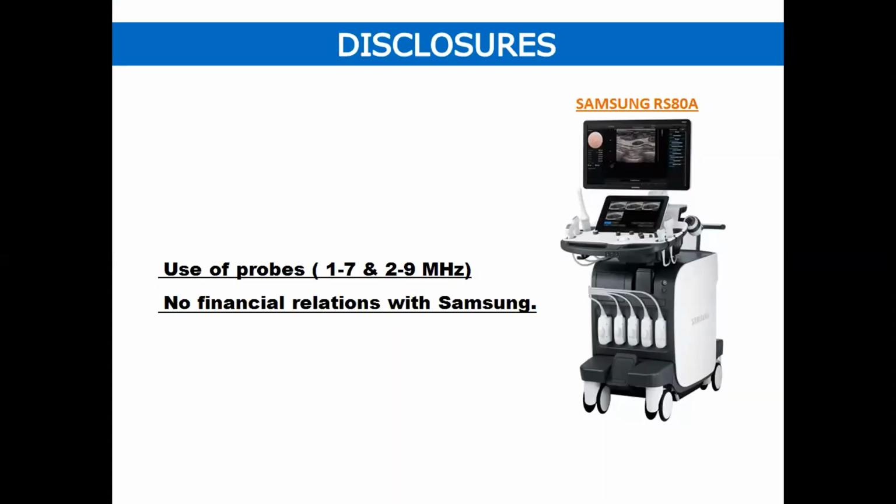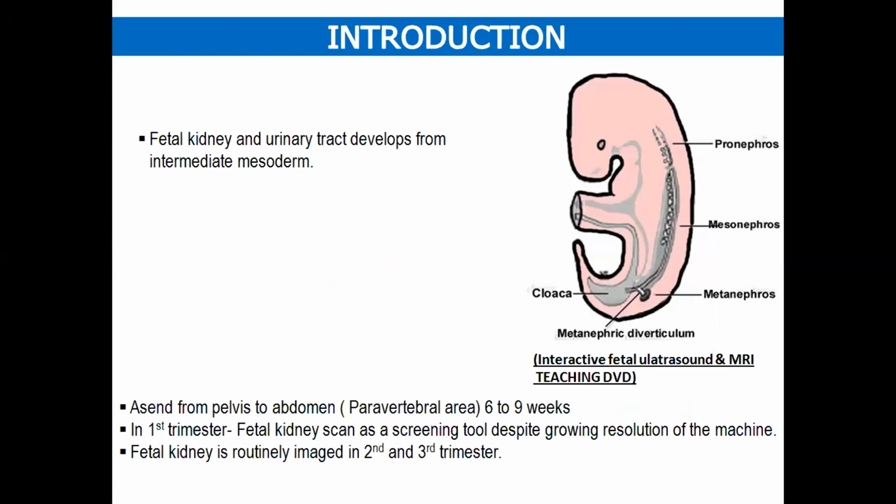One has to work on a higher-end machine with multi-frequency probes. The fetal kidney and urinary tract develop from the intermediate mesoderm. The fetal kidney develops in the pelvis and ascends to the abdomen in 6 to 9 weeks' time. In the first trimester, the fetal kidney is seen only as a screening tool, despite growing resolutions of the machine. The fetal kidney is routinely imaged in the second and third trimester.